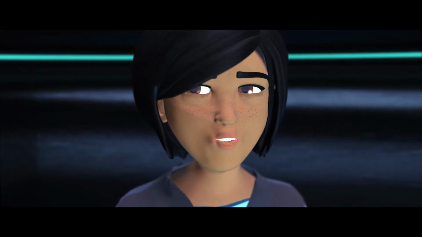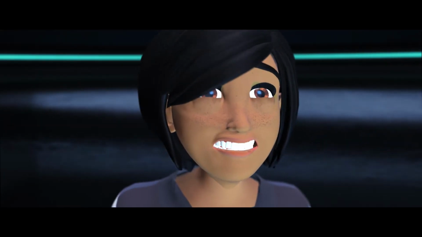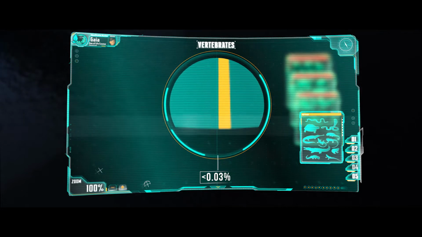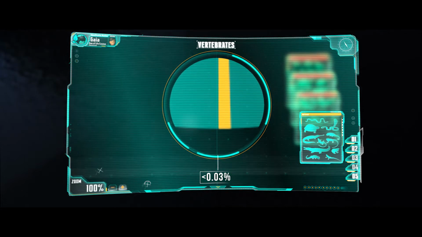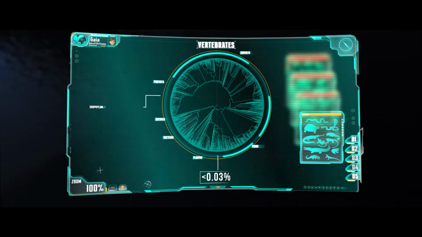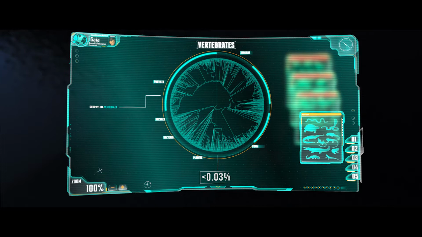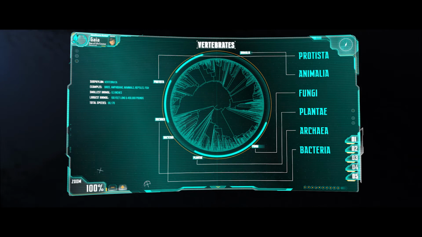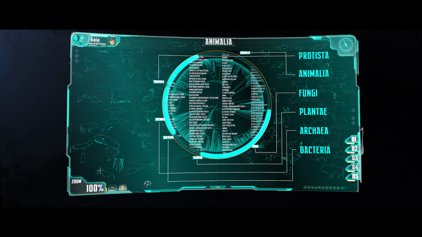What? Only 0.03%? The vertebrata subphylum comprises less than 0.03% of the Tree of Life. No, I heard you. That's amazing. This subphylum is part of the Animalia group, one of 6 main branches diagrammed on the Tree of Life. Would you like to see the rest of the Animalia group? Sure. Loading the animal group.